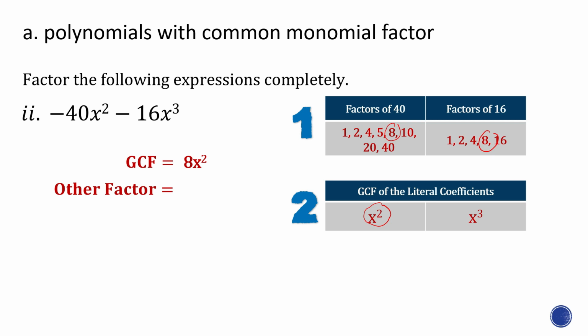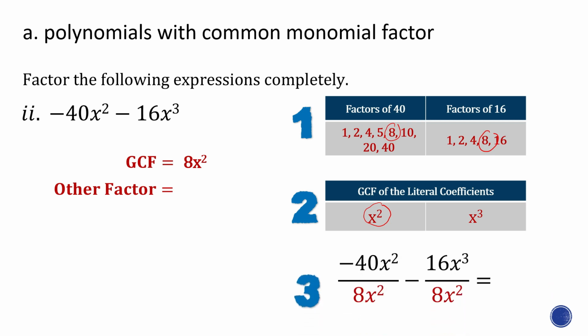Okay? And then the third step and the final step is to find the other factor. To do that, we need to divide each term, that's negative 40x squared and negative 16x cubed, by the GCF. So this is how we do that. Now let me divide the numerical coefficients first. Negative 40 divided by positive 8 equals negative 5. And we can see that x squared over x squared, they are identical, so we can cross them out. That's just equal to 1.